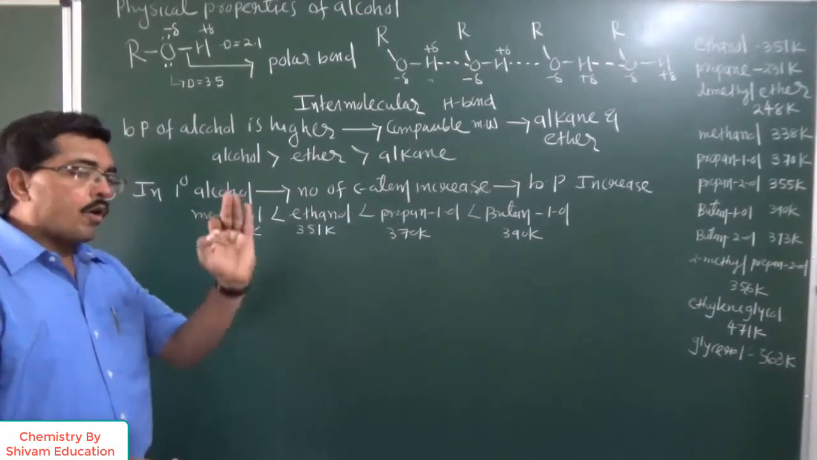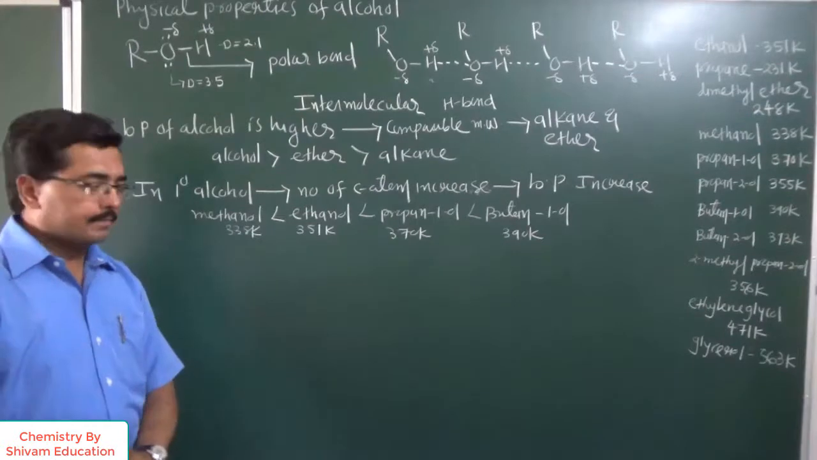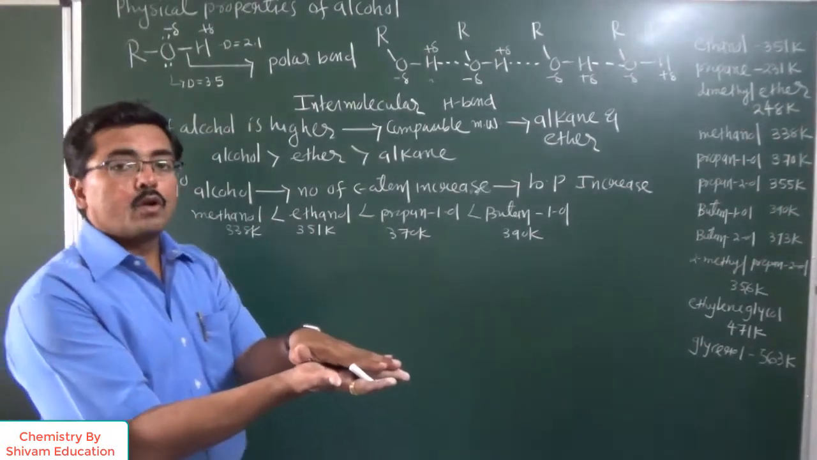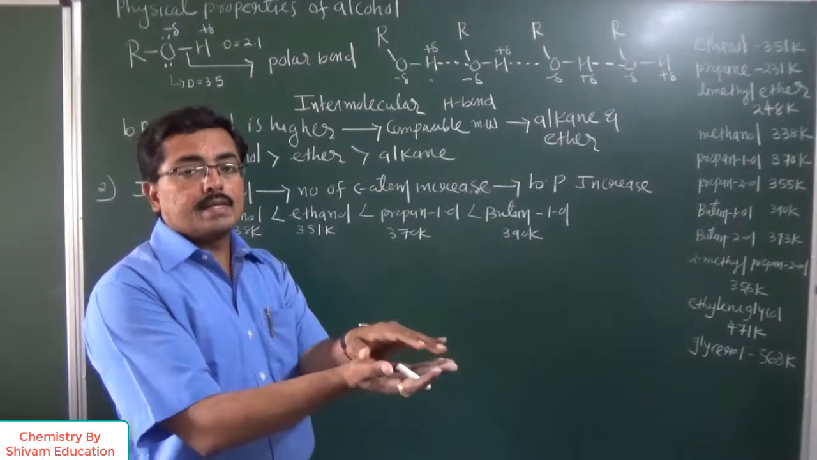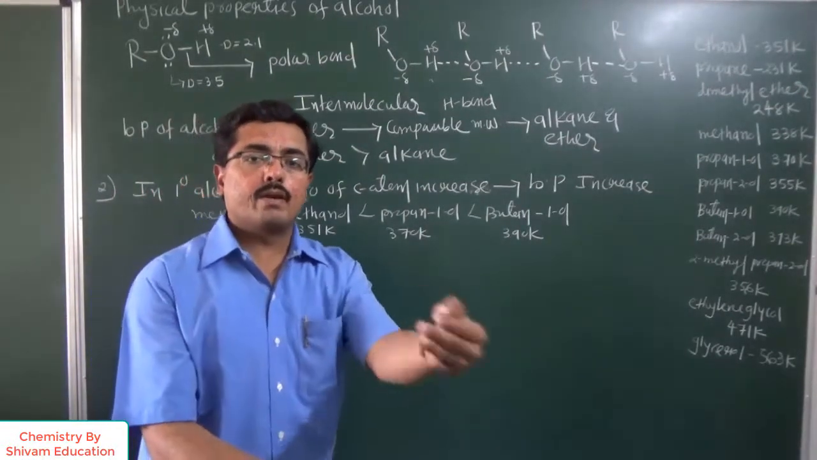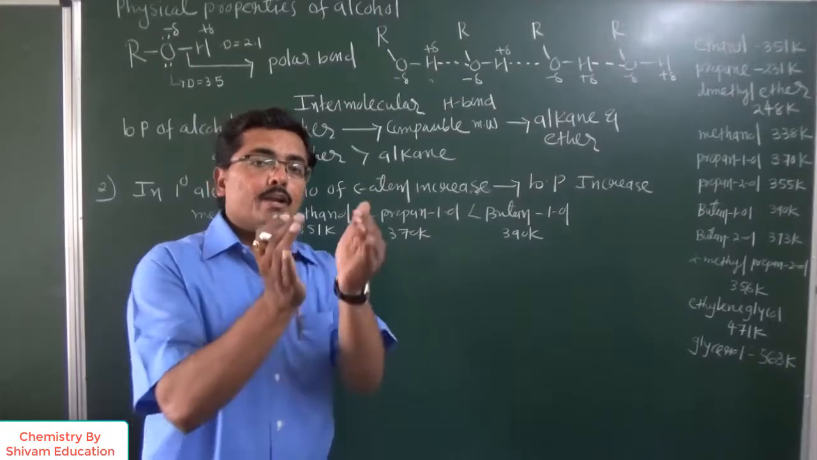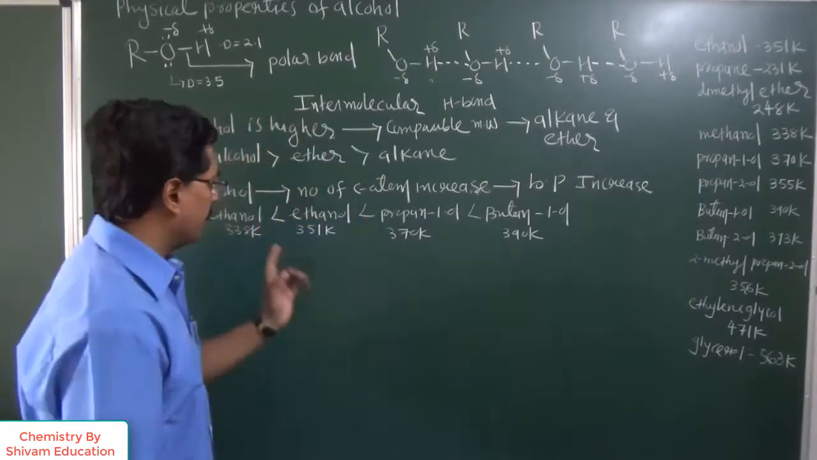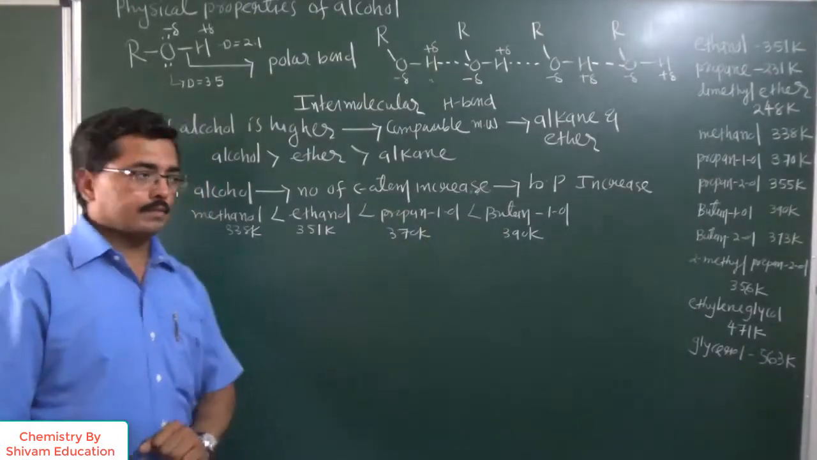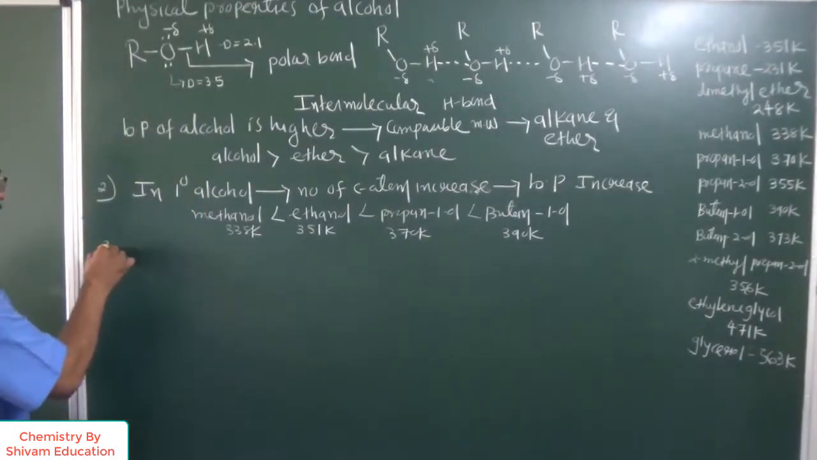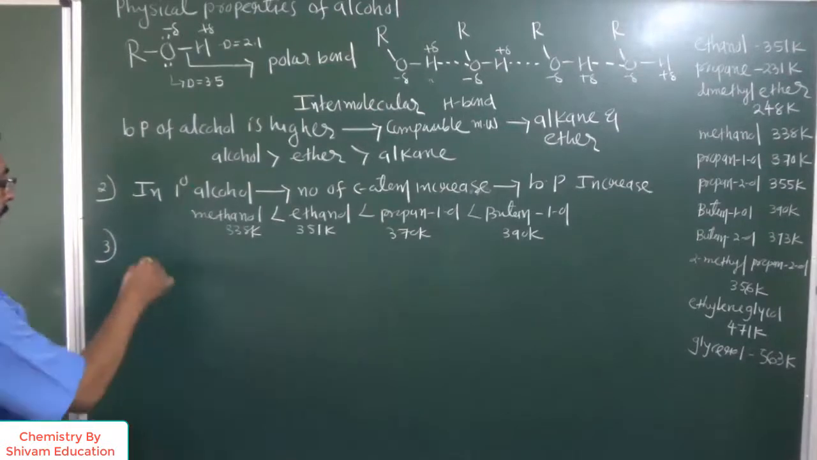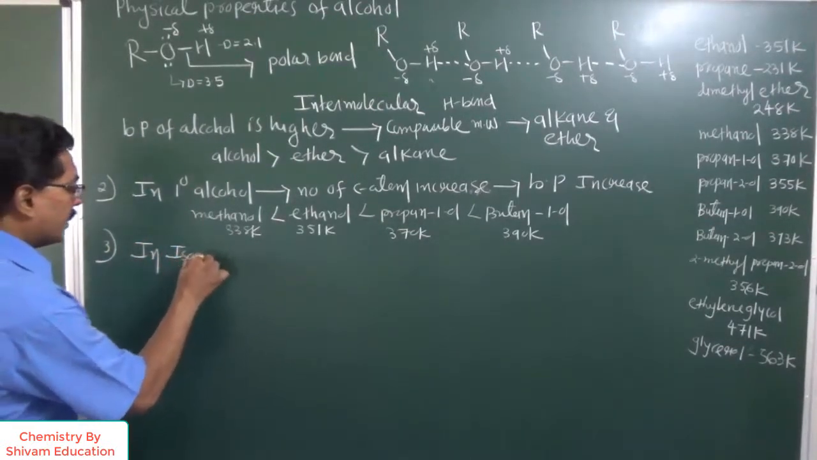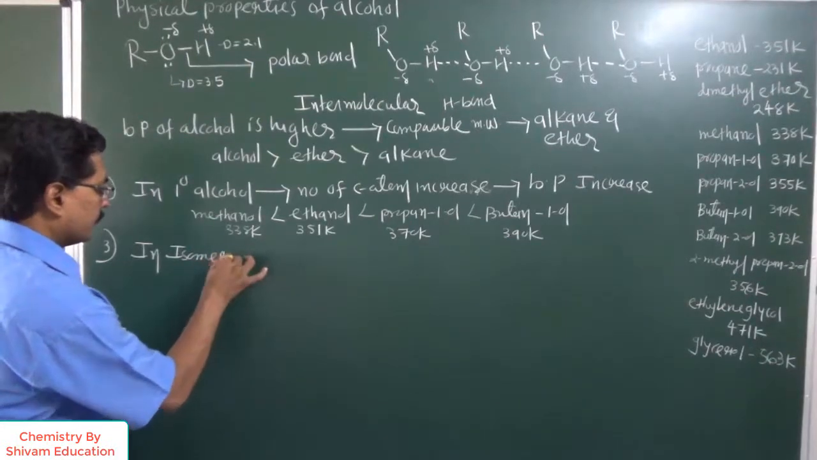The reason is that the contact surface area will increase. As the contact surface area between molecules increases, the van der Waals force of attraction will increase, and to break it we require more energy, and therefore the boiling point will increase. Now the third physical property, in isomeric alkyl alcohol, in isomeric alcohols.